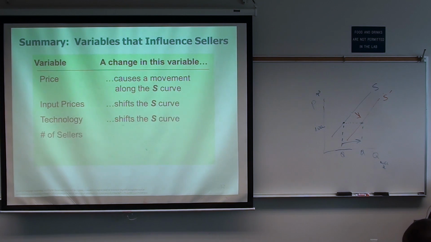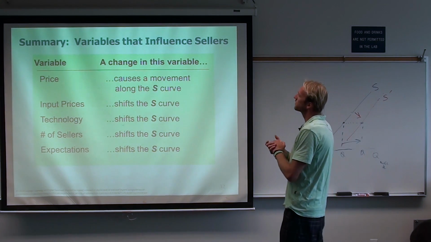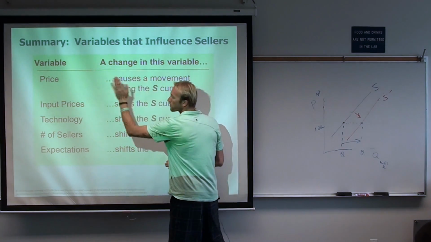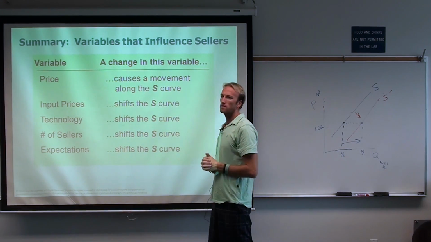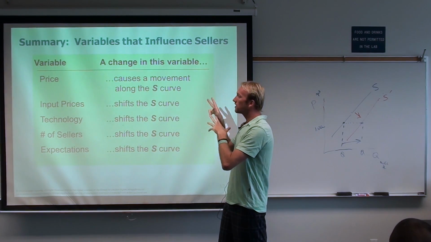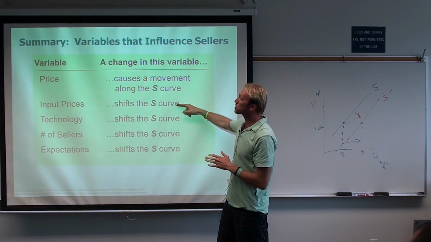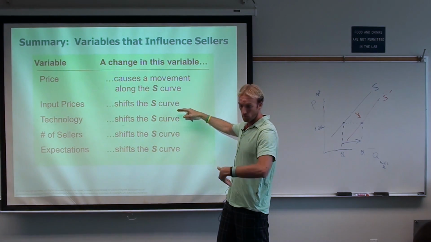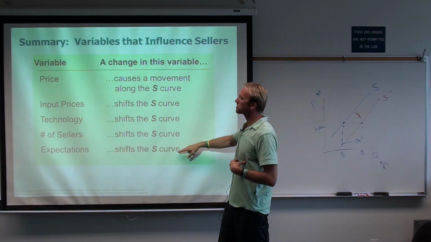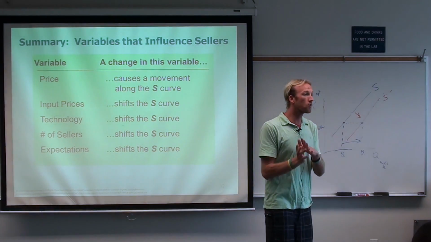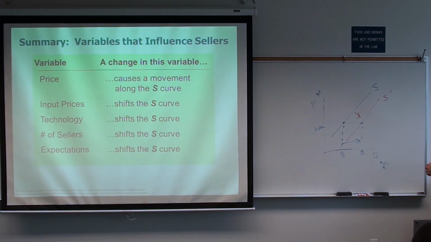So here's this nice chart again for variables that influence sellers. Okay. When it's the price of the good, it's just a shift along the supply curve. When it's a price of the good that we're talking about, it's a shift along the supply curve. Everything else, maybe it's a change in the input prices, like what you use to input for your product, change in technology, change in number of sellers, change in expectations. These all shift the curve either to the left or the right, depending upon what the situation calls for. Okay?